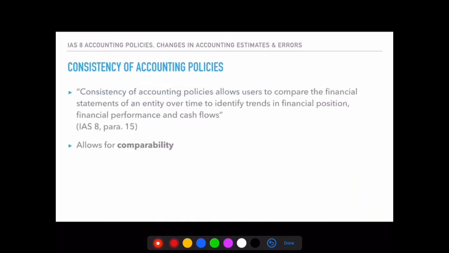Now, let's talk about policy consistency. We should use the same policy for similar types of transactions. You can't measure one vehicle at historical cost, and for another vehicle that's used for the same purpose, you measure it at fair value, because consistency allows for comparability between periods and your asset classes and with other competitors.